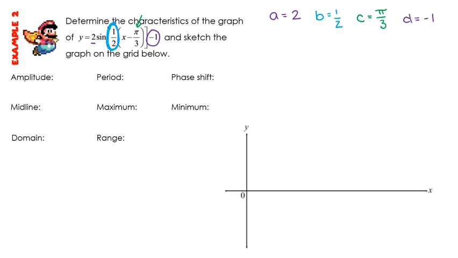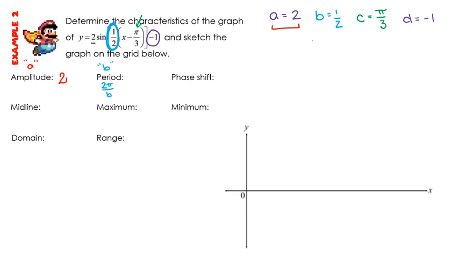Now to find our amplitude, amplitude is related to our a value. So if I know that a is equal to 2, then I automatically know that amplitude is equal to 2. To find your period, this is related to our b value, but to calculate the period, you're going to have to use the formula 2 pi divided by b.